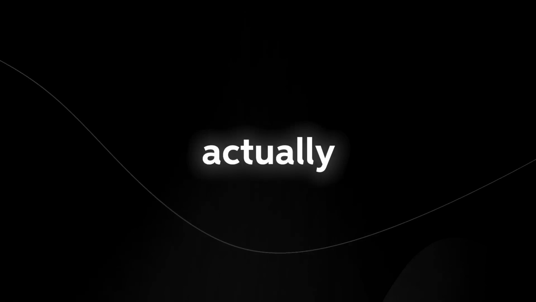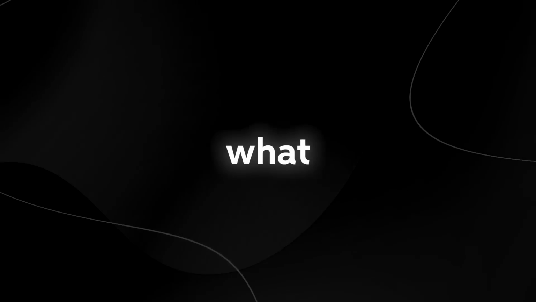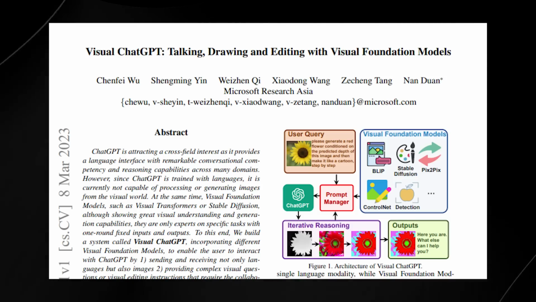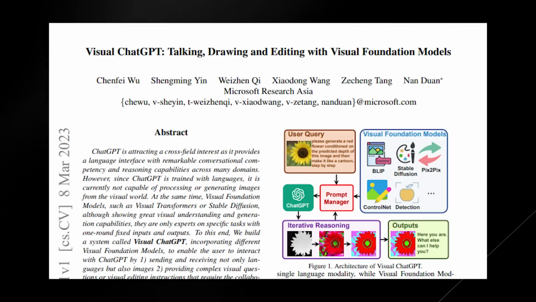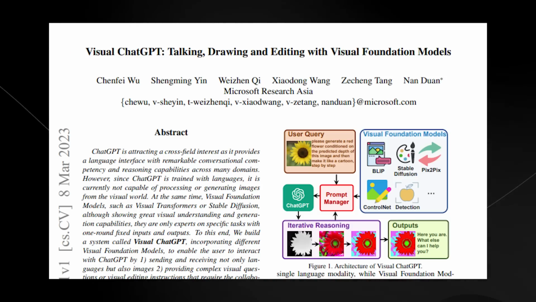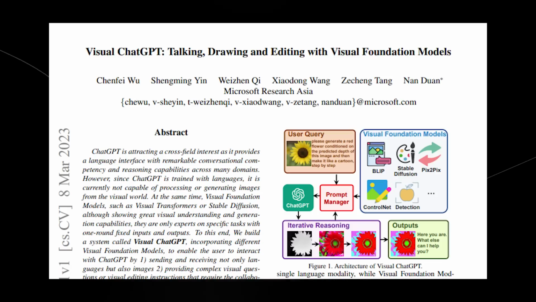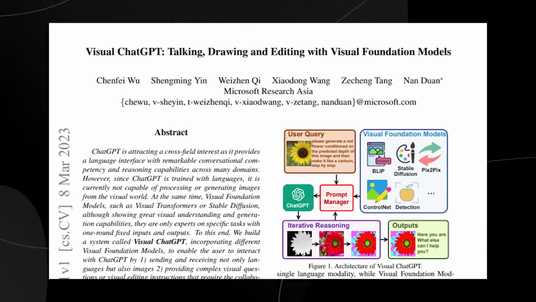Now remember, this is actually a working demo that you can try in the link below, but I'm going to show you exactly what you should try and the certain examples that do work really well with this. For some reason, it seems like the community hasn't picked up on this. So let's take a look at this paper right here, and you can see it says VISUAL ChatGPT: talking, drawing, and editing with visual foundation models.